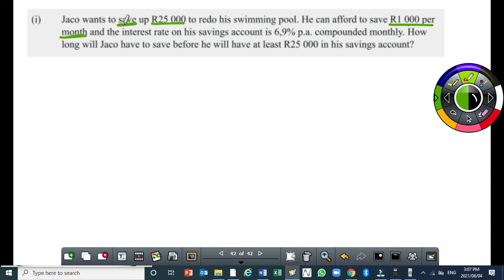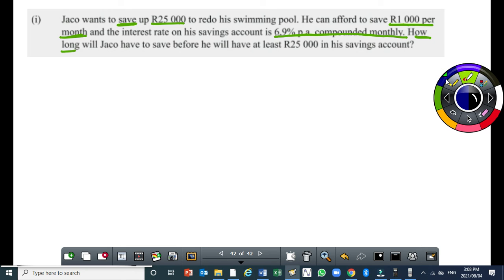Right? The interest rate on his savings account is 6.9% per annum compounded monthly. The interest rate is fixed, it doesn't change. Right? How long? That's time now. The moment you see a question saying how long when you're dealing with a future value, it means logarithms must come into your head. Logs. Okay? So the question says at least 25,000.